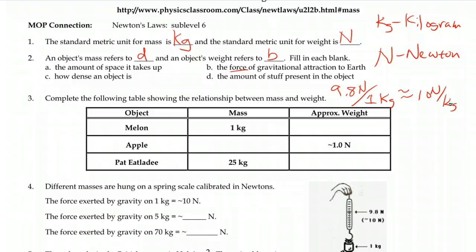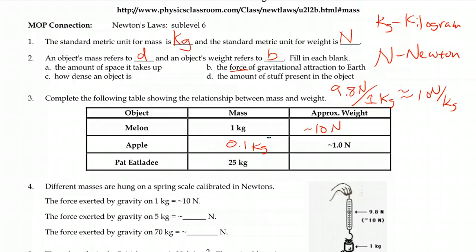So if I have a melon that has a mass of 1 kilogram, for every 1 kilogram of melon, I will have 10 newtons of force. So the approximate weight or pull will be 10 newtons on the object. An apple that has a weight of about 1 newton, and it's 10 newtons for every kilogram, would have a mass of about 0.1 kilograms. 0.1 times 10 would get me to the 1 newton.